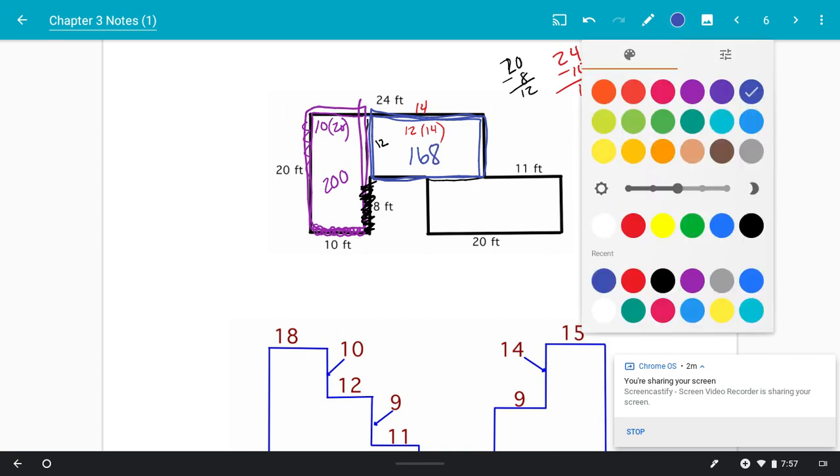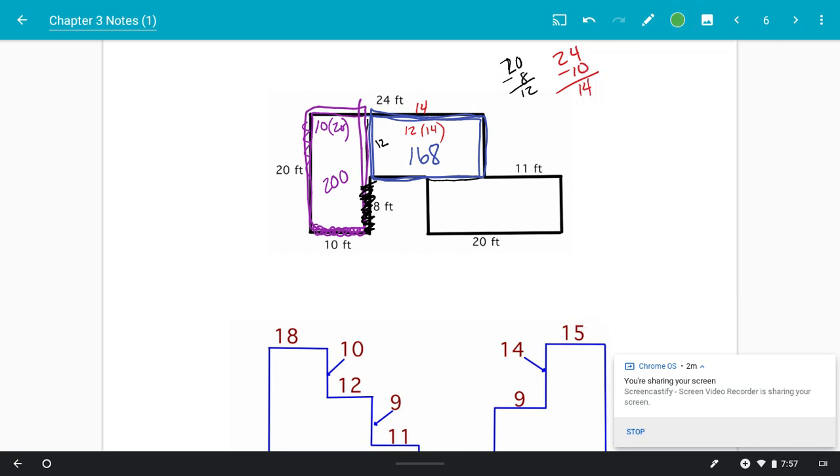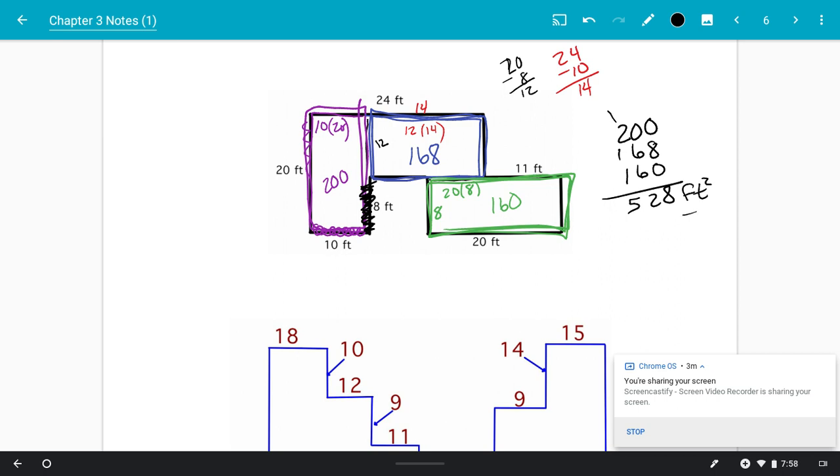And then last, we would need to do this. I'll do it in green. We would need to do this rectangle. Well, here we know the base is 20. And the height, if we closed this off, the height would be the same. So the height would be 8 right here. So we would do 20 times 8, which is 160. So the last thing we would do is add those three numbers up. And we would have 528 square feet, or feet squared. That would be the total area of that irregular figure.